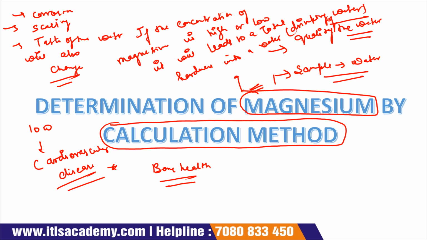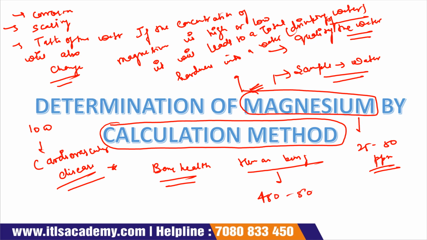In drinking water, the concentration of magnesium should be in the range of at least 25 to 50 ppm. A human being requires at least 450 to 500 milligrams of magnesium per day. This is the requirement for a human being. So this is the basic about magnesium. Now let's start the lecture, the determination of magnesium by a calculation method.